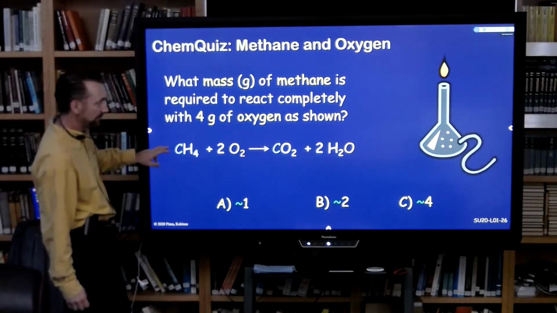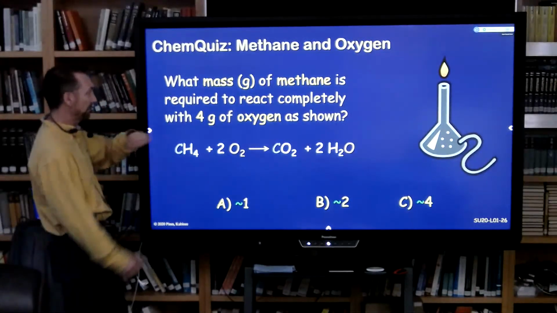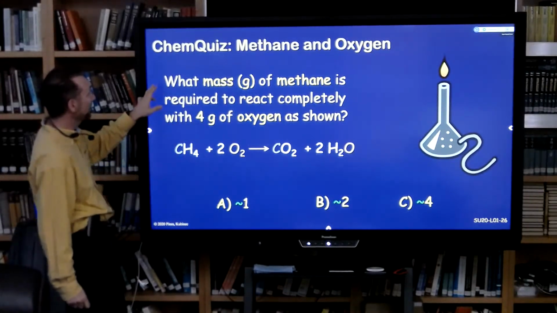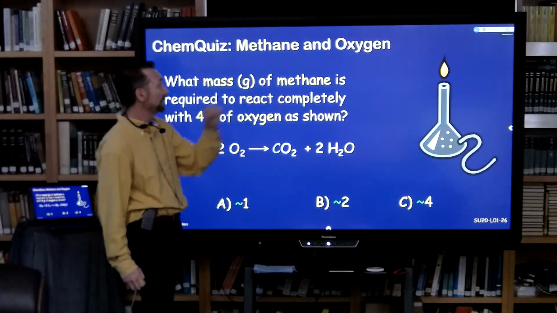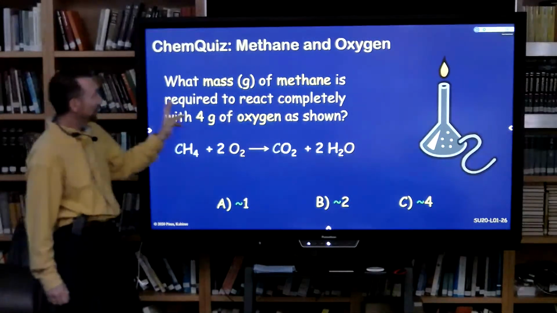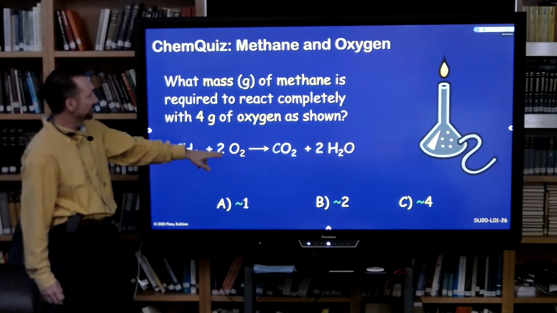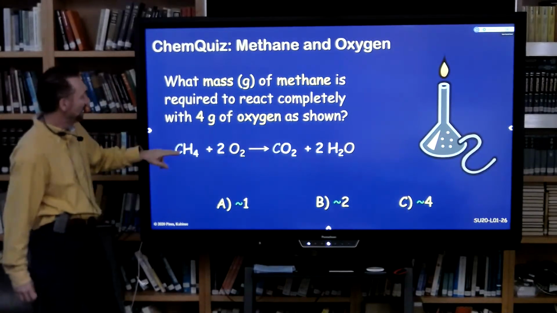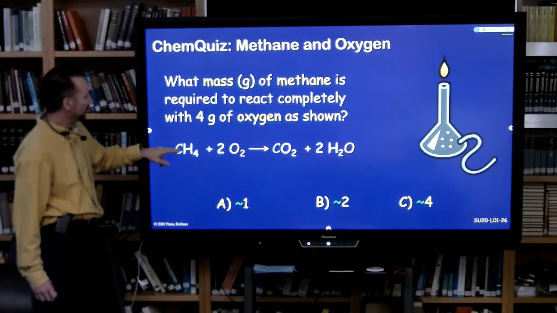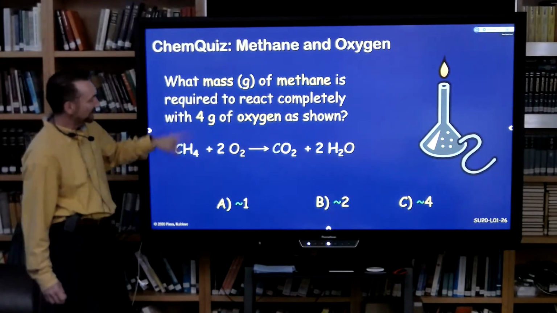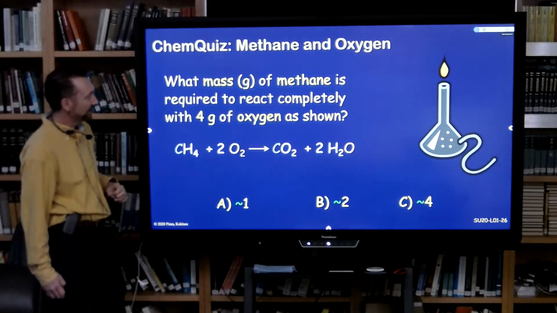I didn't think that this showed up here, but it does. So let's do this. Let's try it again. This is similar to what we did. What mass in grams of methane is required to completely react with 4 grams of oxygen as shown? So 4 grams of oxygen and how many grams of methane, what mass of methane is required to react here?